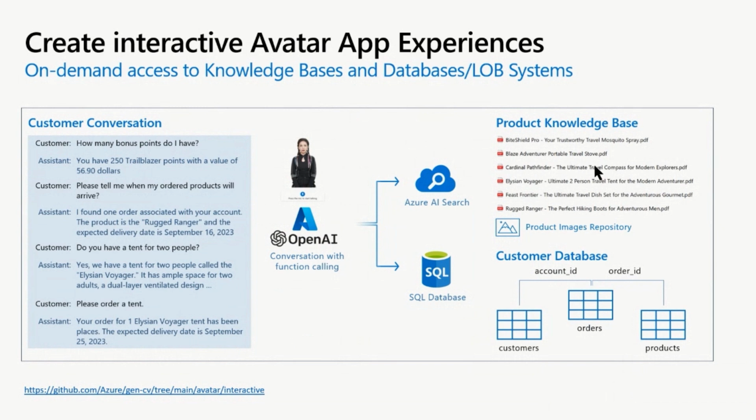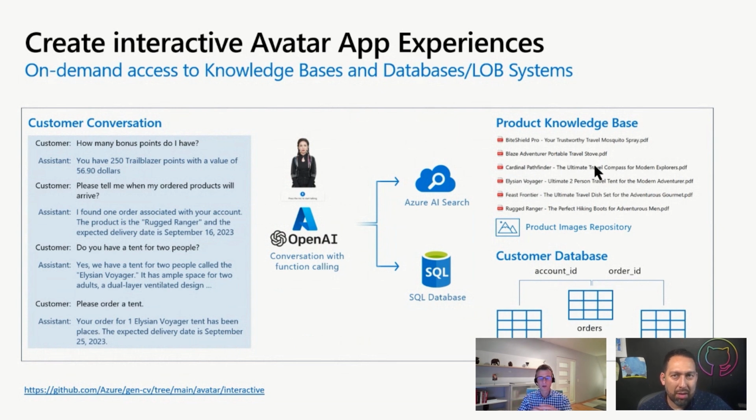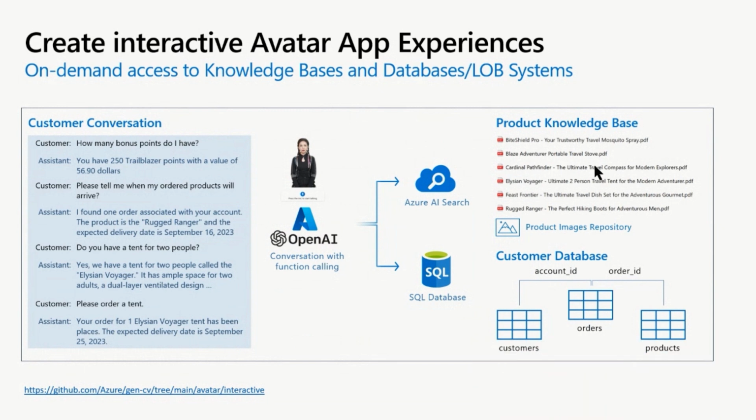But we also want to have this backend integration, right? So we want to be able to answer questions about products. So there is Azure AI Search, which triggers vector search if I'm asking information about products. But I also want to support business transactions like show me my account status. I want to order a product, or how many loyalty points do I have? So it's quite a complex retrieval augmented generation pattern that we have talked about for months with Azure OpenAI, plus the avatar service.